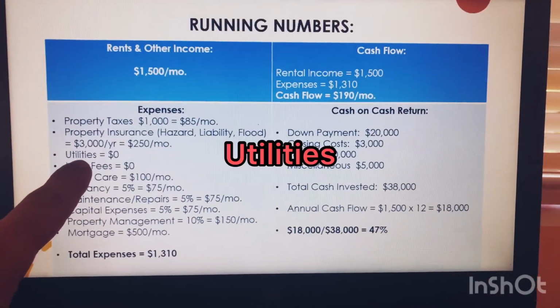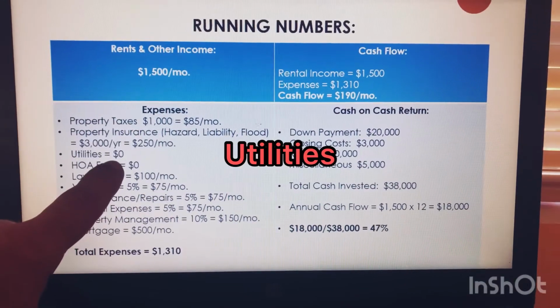Let's say utilities. There's no expense to you because, well, your tenants are going to be paying all the utilities, right?